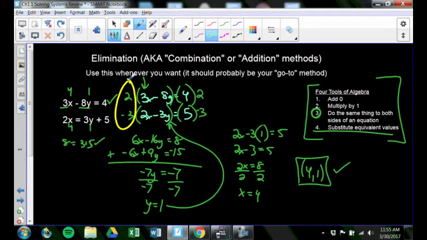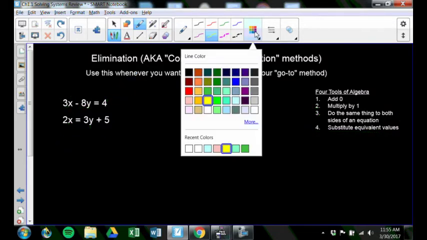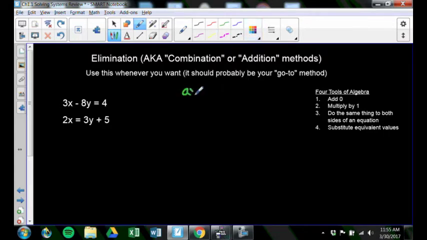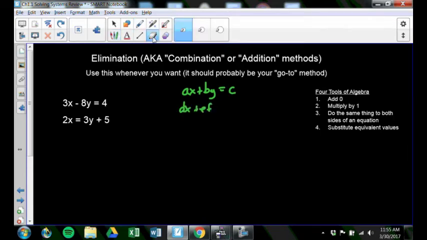So I'm going to clear the screen right now, meaning if you want to look at this, you can pause and go back and look at it. But I'm going to clear the screen and show you a way that you can always do this. Suppose that I just had letters: ax plus by equals c, and dx plus ey equals f.